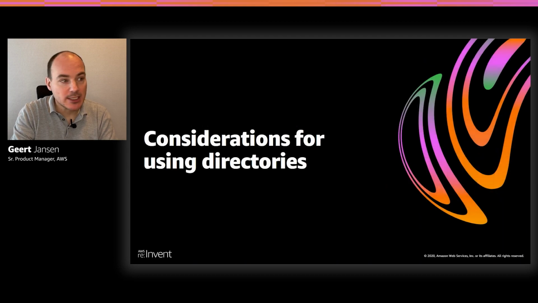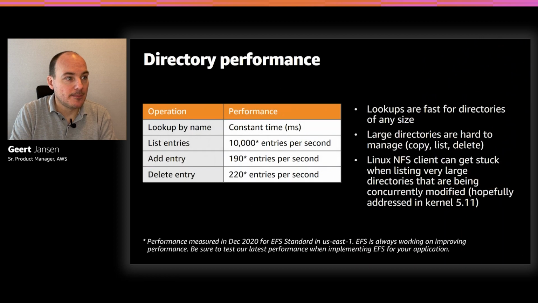Okay, so last topic for today is some considerations for using directories. Directories obviously are used by many applications to structure data. But how do directories perform, and how do they perform with different sizes? Now lookups are easy, because a lookup means opening a file in a directory by giving its name. So I want to open foo.txt in a certain directory. It doesn't really matter how large that directory is. The time it takes to do that lookup is constant time, order of magnitude milliseconds.